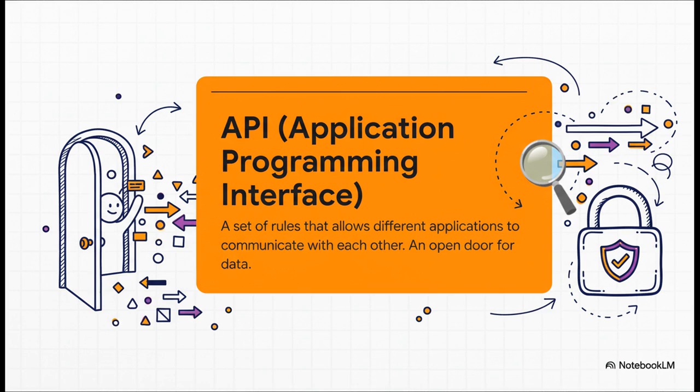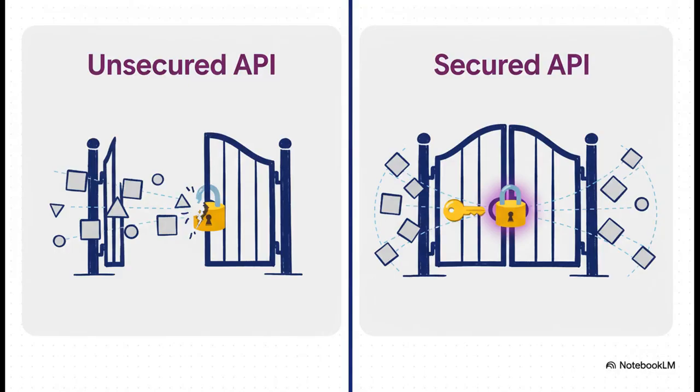And that's super useful. But let's be real, any open door needs a really, really good lock. And this really paints the picture, doesn't it? An unsecured API is basically a wide open gate with no guard. Anybody can just wander in. A secured API, on the other hand, is a locked gate. You absolutely need the right key to get through.